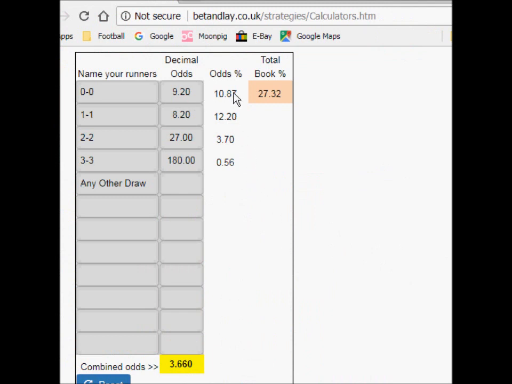And here we are in the online calculator. There's the web address for these online calculators if you need that. And here I've put in 9-2, 8-2, 27 and 180 and nothing entered for any other draw. And you can see the combined odds of those are 3.66, which is slightly bigger than the match odds. And now we can have a look at a dutching sheet to see what we would do with those odds if we were to lay incorrect score.